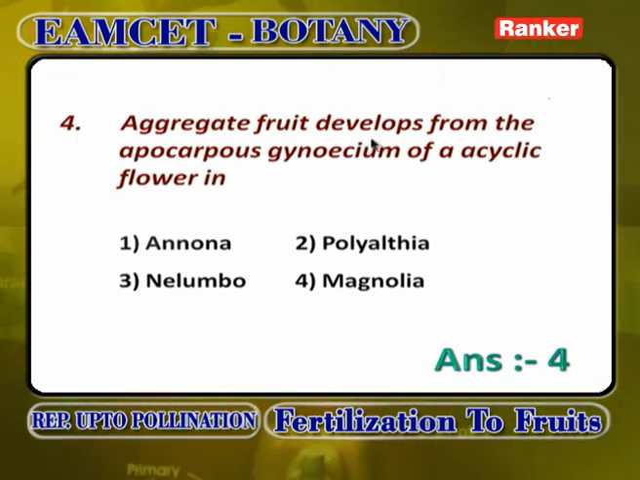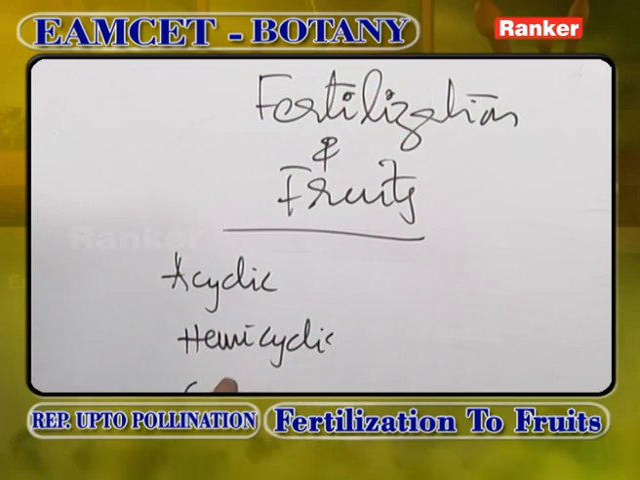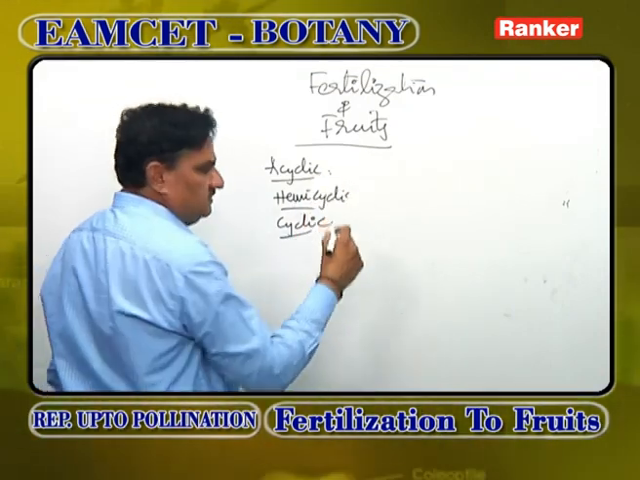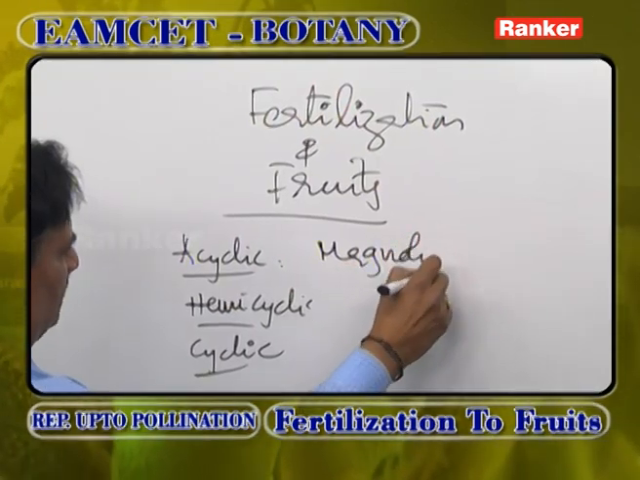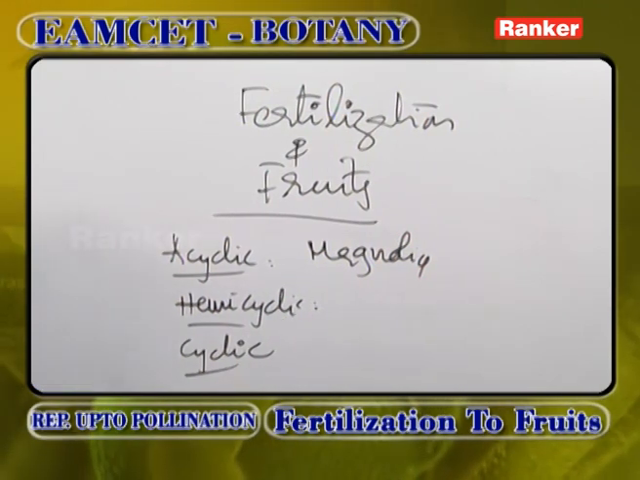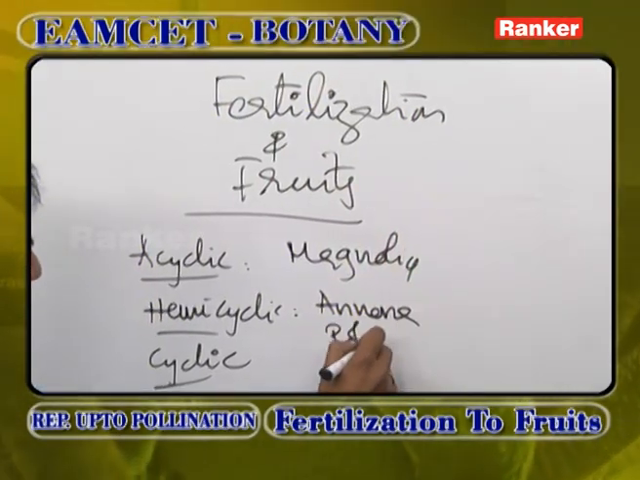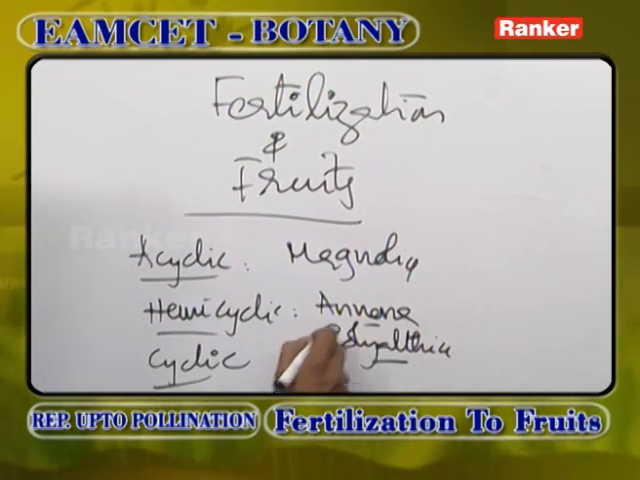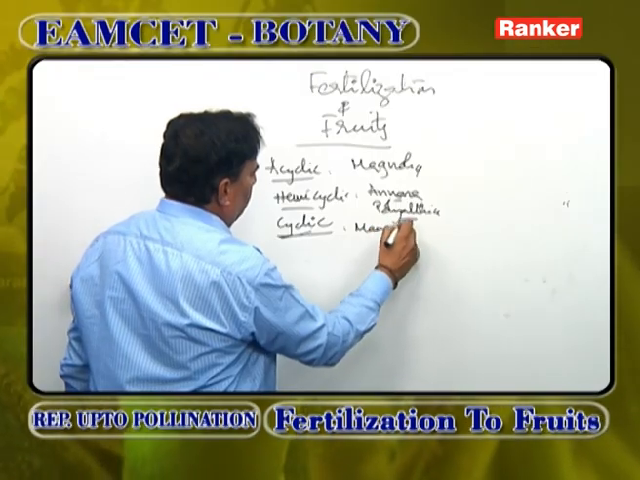Aggregate fruit develops from the apocarpous gynoecium of an acyclic flower is found in which? Flowers are of 3 types: acyclic flowers, hemicyclic flowers, and cyclic flowers. Acyclic flower means androecium, gynoecium, calyx and corolla are arranged in a spiral manner. Example, Magnolia. Hemicyclic flower: calyx and corolla are arranged in a cyclic manner, androecium and gynoecium in a spiral manner. Examples, Annona, Polyalthia. Cyclic flower: calyx, corolla, androecium and gynoecium are all present in a cyclic manner. Examples, Mangifera and many dicots.